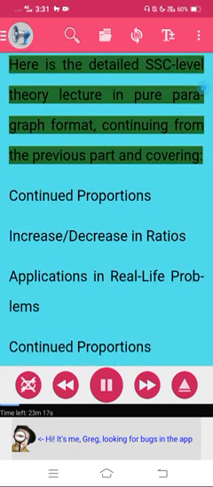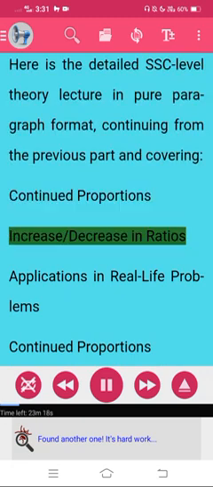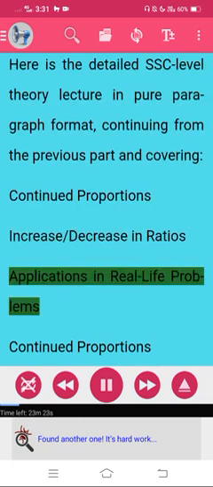Here's the detailed SSC level theory lecture in pure paragraph format, continuing from the previous part and covering: continue proportions, increase, decrease in ratios, applications in real life problems.